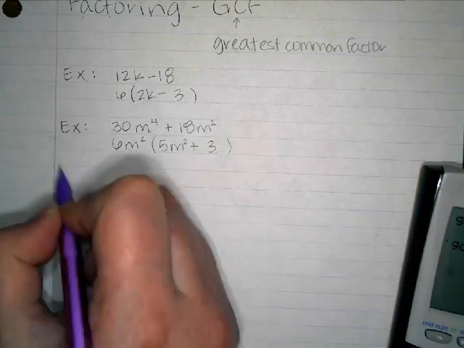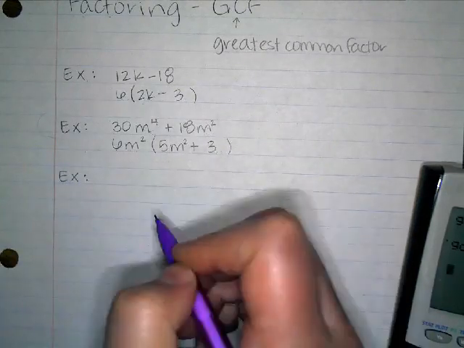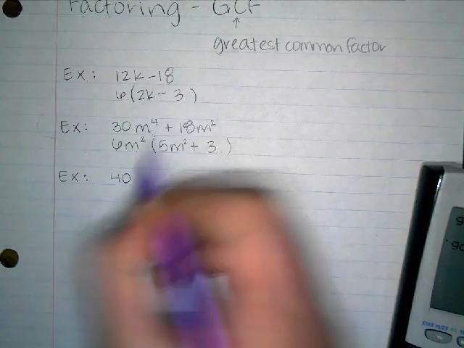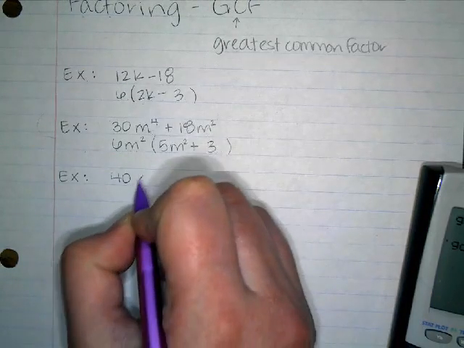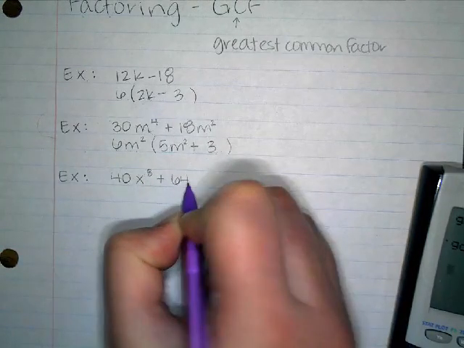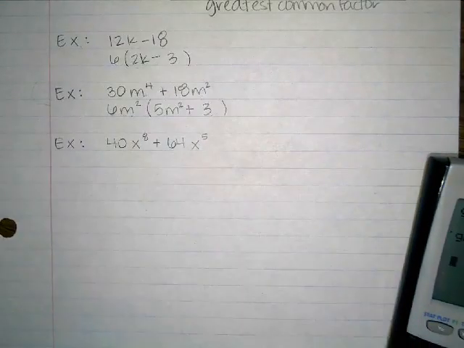Okay, let's try another one. All right, so for this one, I'm going to do 40x to the 8th plus 64x to the 5th. Okay, so what should I do?